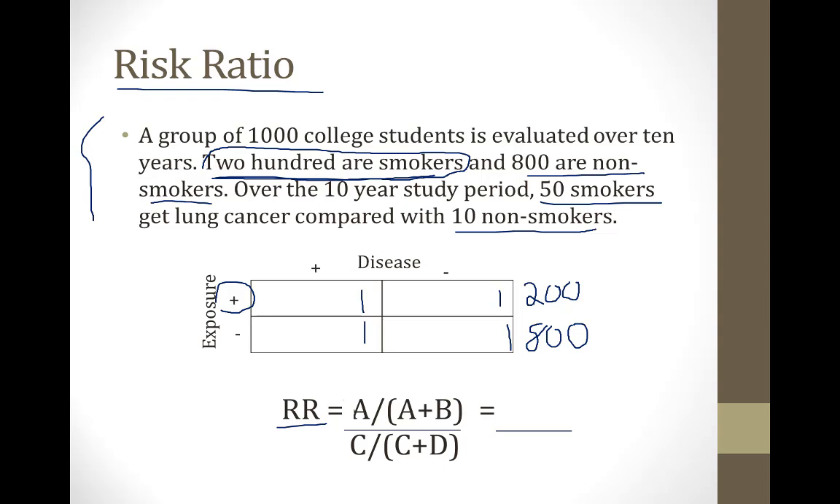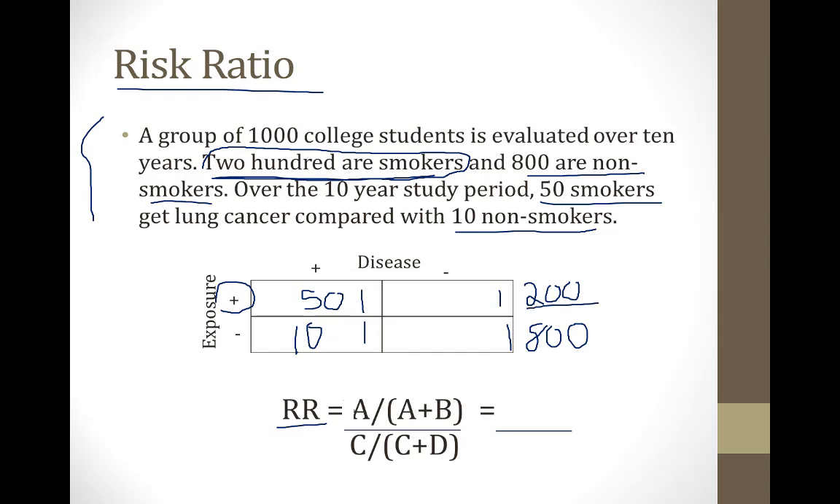Next, they tell us that 50 smokers get lung cancer, so that number 50 goes right here because this top left quadrant always includes exposed patients who got disease, and smokers who get lung cancer are exposed patients with disease. And then they tell us 10 non-smokers got cancer, so that number 10 goes down here. Now we still have two blank quadrants, this one and this one, but we can figure out those numbers by deducing them from the totals.